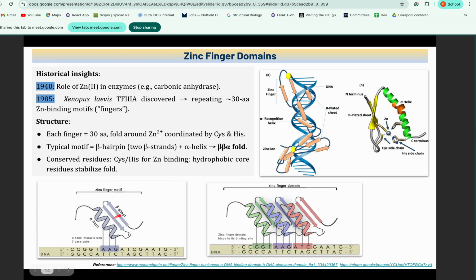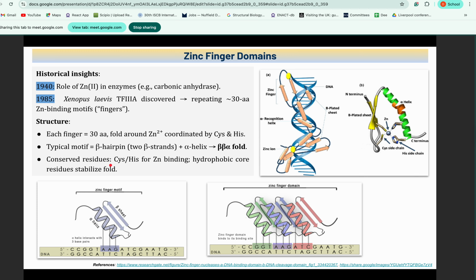For example, in this case we have two anti-parallel beta strands joined together with the help of a small turn. This structure in itself is a beta hairpin motif, and this beta hairpin motif is connected to the alpha helix, and together they form the beta beta alpha fold. This is known as a finger of the zinc fingers, one of the fingers among the zinc finger motif.